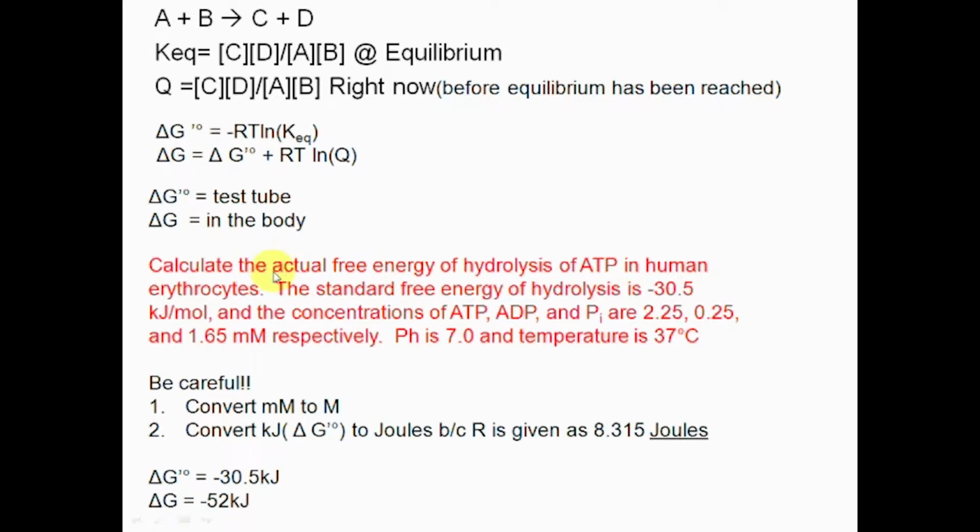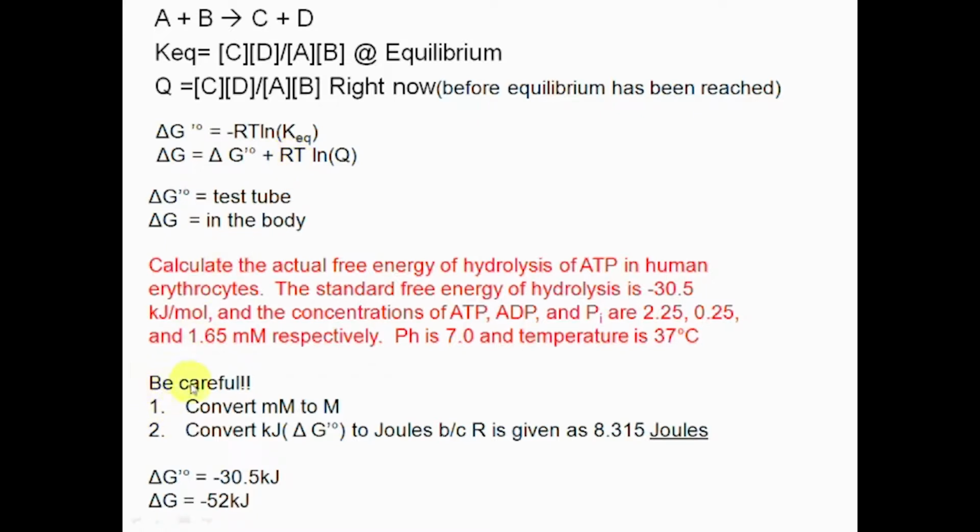Okay, so the most important terms here are actual free energy and standard free energy. Whenever you see standard, that's what this little circle means, and so we know that standard free energy is negative 30.5. We could use either one of these equations so far, but they ask us to calculate the actual free energy, so we need to use this equation. We plug in that negative 30.5 right here, and R is 8.315, so we'd put 8.315 in there. But note the units here.